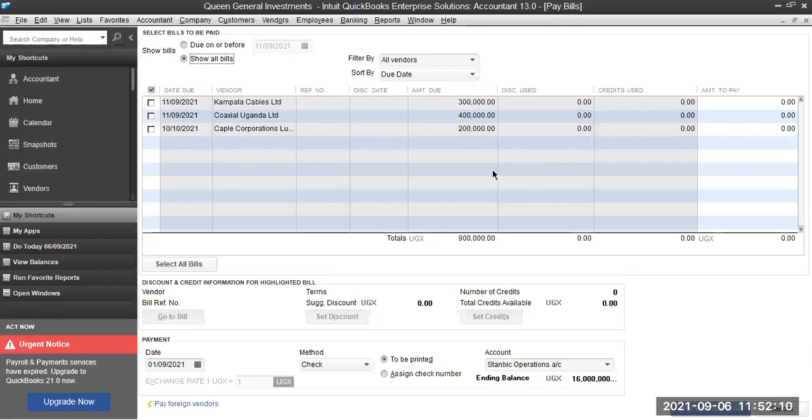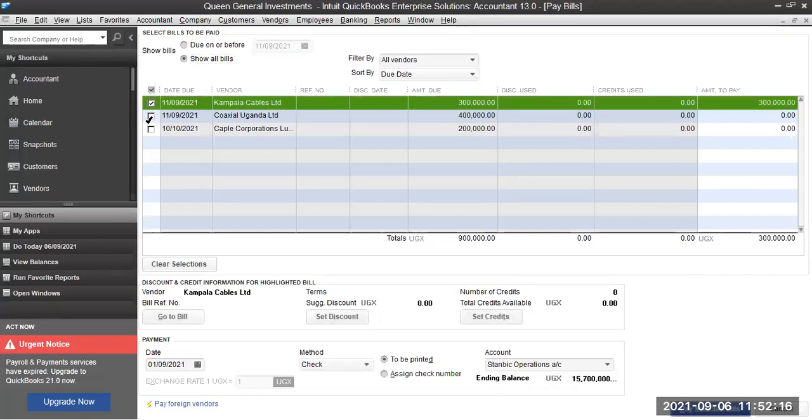Are you paying the whole of it? Because they told us that we are paying each vendor. We are paying the whole of the amount.